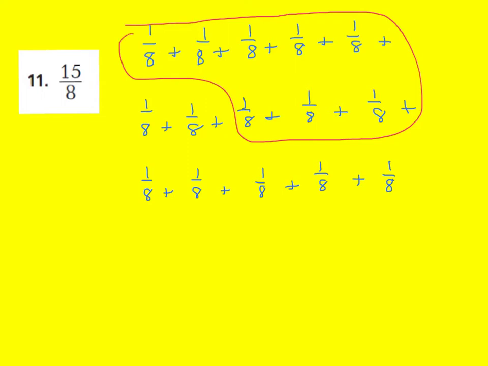Let's see if I have enough for my other whole. 1/8, 2/8, 3/8, 4/8, 5/8, 6/8, 7/8. I don't have enough to make another whole. Therefore, this fraction as a mixed number would be 1 whole, and I have 7/8 remaining. Do you see those 7/8 right here? So that would be my mixed number. And of course you can check it. 8 times 1 is 8, plus 7 more is 15 eighths. All right, let's go to number 12.